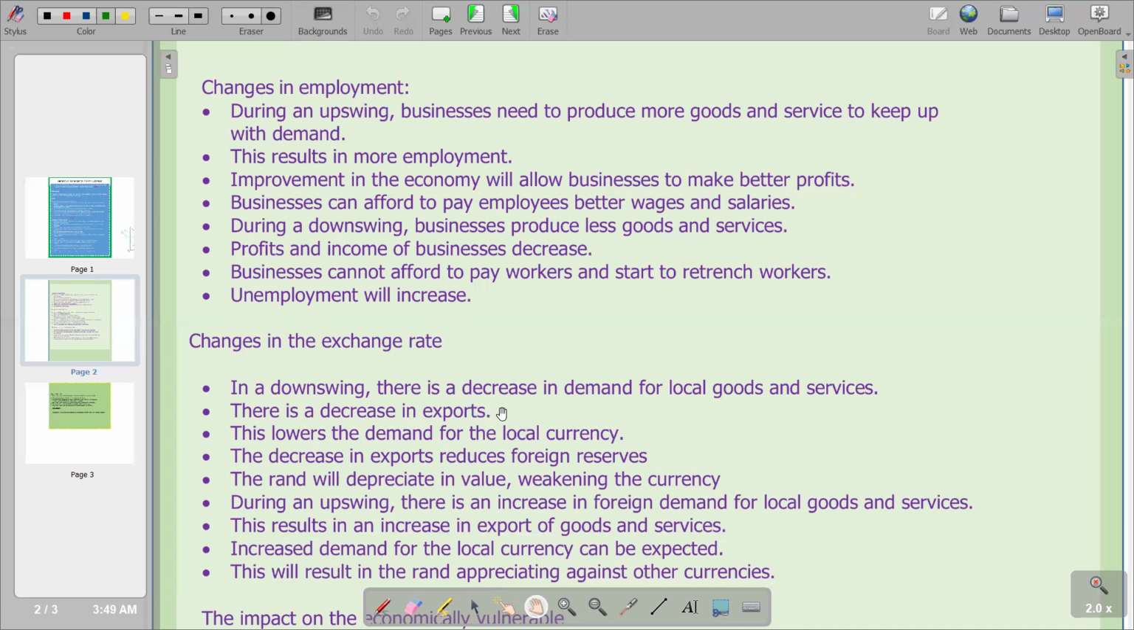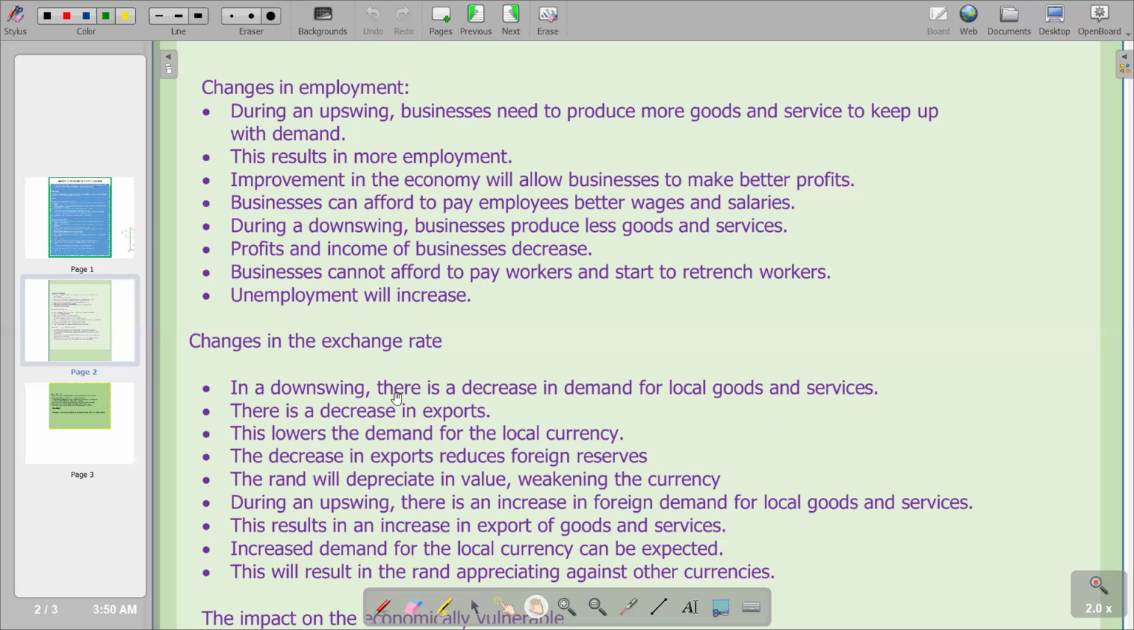In a downswing, there is a decrease in demand for local goods and services. So when there's a decrease in demand for the local goods and services, it means also the demand for our local currency is going to go down. The demand for our rand in South Africa is going to go down. So when the demand goes down, also the value of our currency will go down, to depreciate. So basically, that's the essence that we have there.